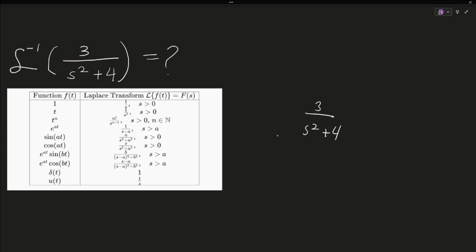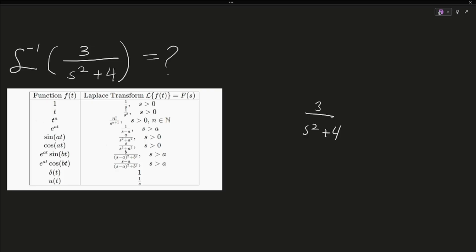Now, you can look at the table and try to determine what you want to do. In this case, we're not using e to the at sine vt or e to the at cosine vt, because of the shifting, they have an s minus a squared term in the denominator, and we don't have that. Rather, we have something like sine at, where we have a constant on top and s squared plus 4 on the bottom, on the denominator of the fraction.